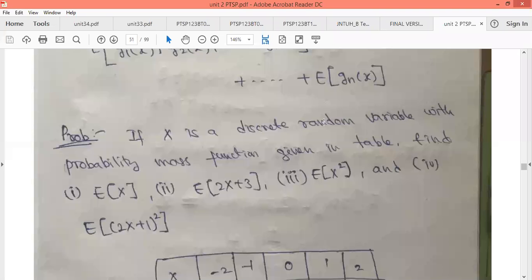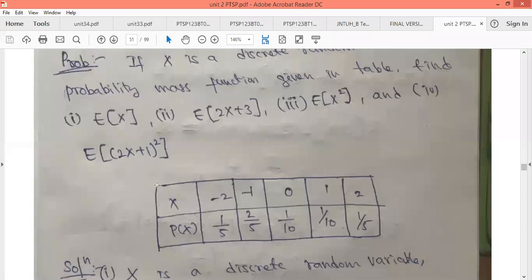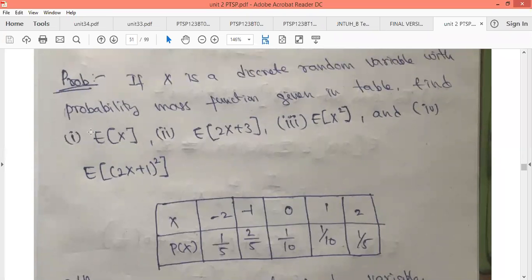So now we'll see this problem here. If x is a discrete random variable with the probability mass function given in the table, what are the elements of that random variable and what are the corresponding probabilities is also given. Then find expected value of x, expected value of 2x plus 3, expected value of x square, expected value of (2x plus 1) whole square. This is what is given.